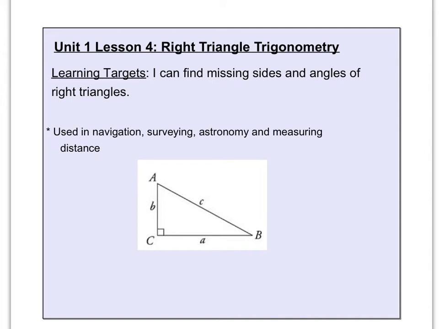Hi class, today we are going to do Unit 1, Lesson 4, Right Triangle Trigonometry, and we're hoping by the end of this lesson that you can remember how to find missing sides and missing angles in right triangles. Trigonometry is used in many areas such as navigation, surveying, astronomy, measuring distances, etc.